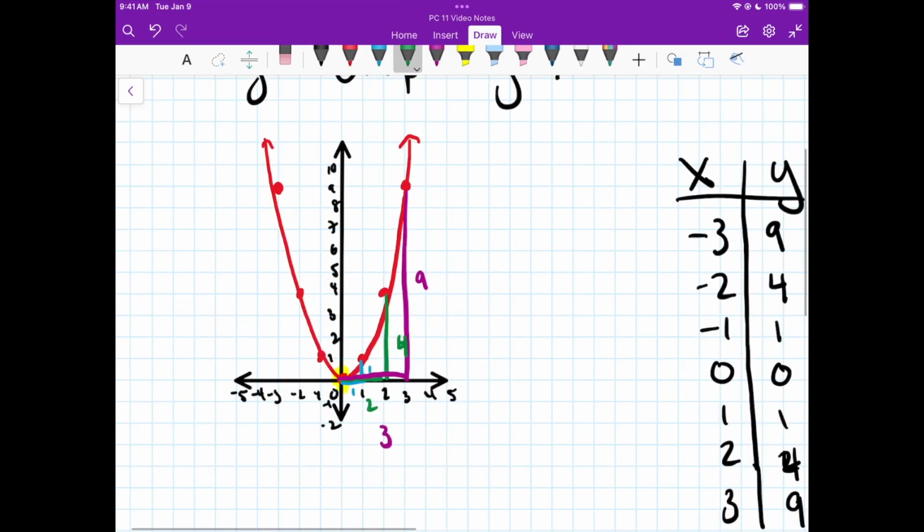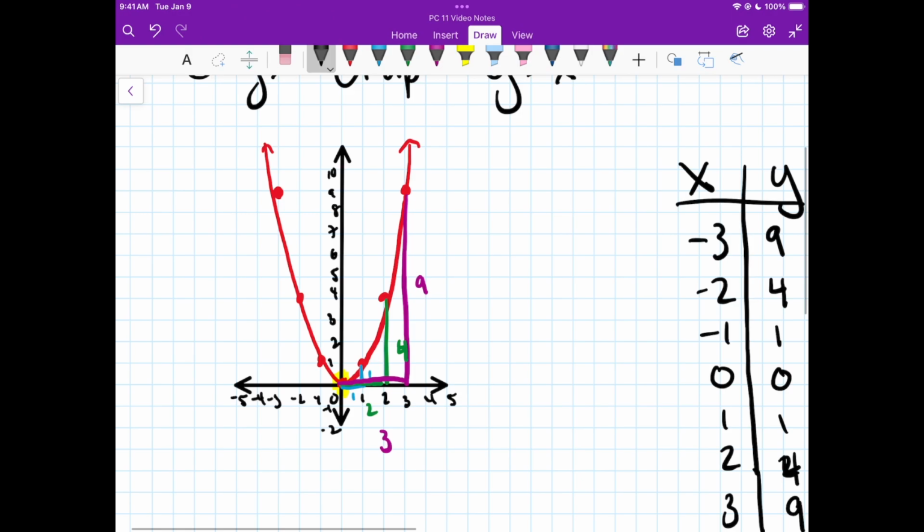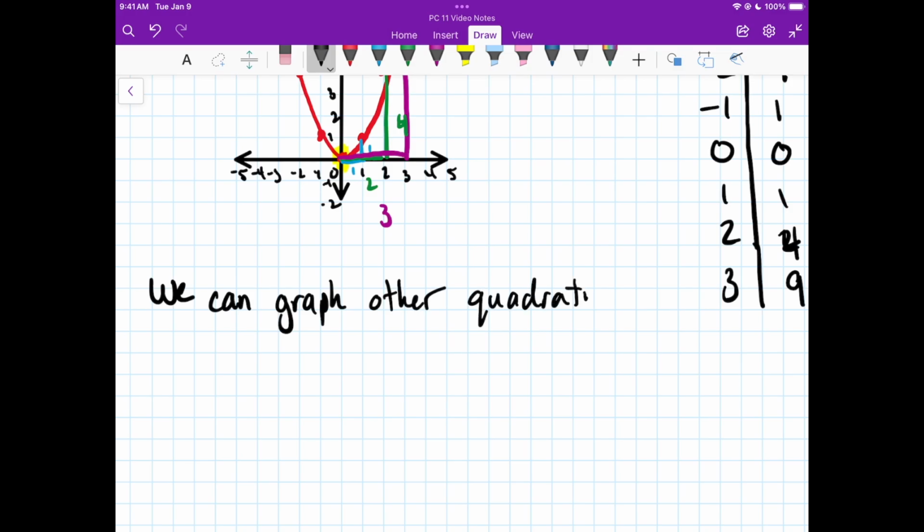So knowing all of those things, we can use this basic y equals x squared graph to help us graph pretty much any other quadratic. And so we'd say that we can graph other quadratics by doing what we call transforming this graph. So we're going to take it and change it in different ways based off of the information that we're given in our function.